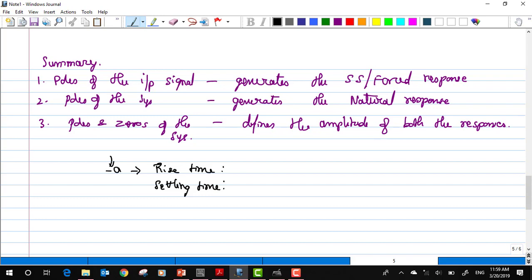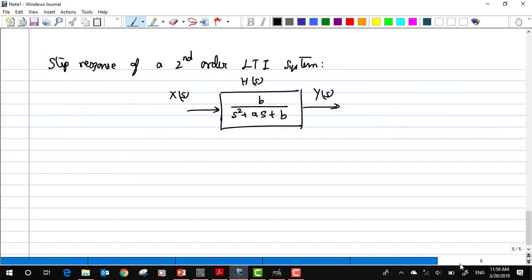But when I go for a second order system, there are two types of parameters that are important in this particular case. One of the parameters we call the natural frequency, which I'll take as omega n. And what does this natural frequency mean?